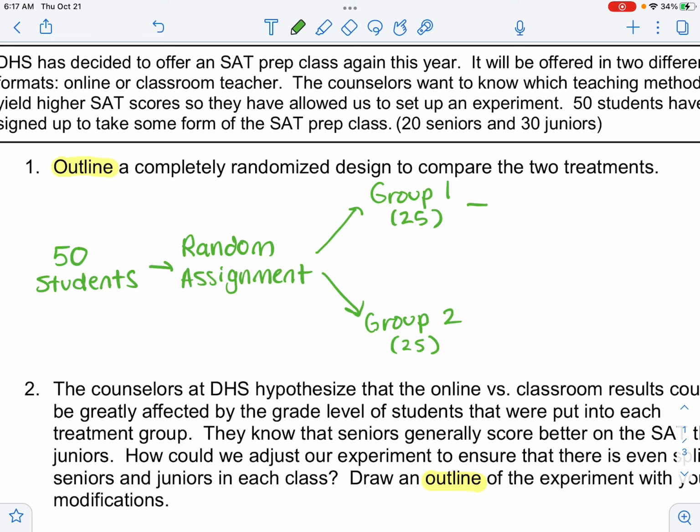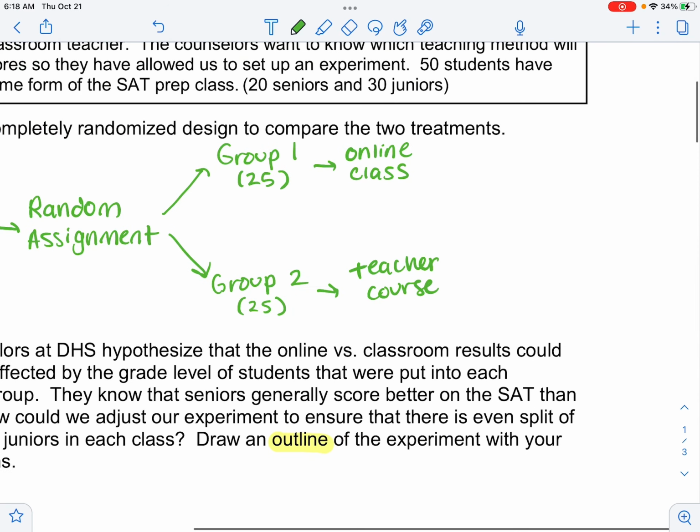Let's say then group 1 gets assigned the online class, and group 2 is the in-person teacher course. And then after they're done with that, we're going to come back together and compare SAT scores.